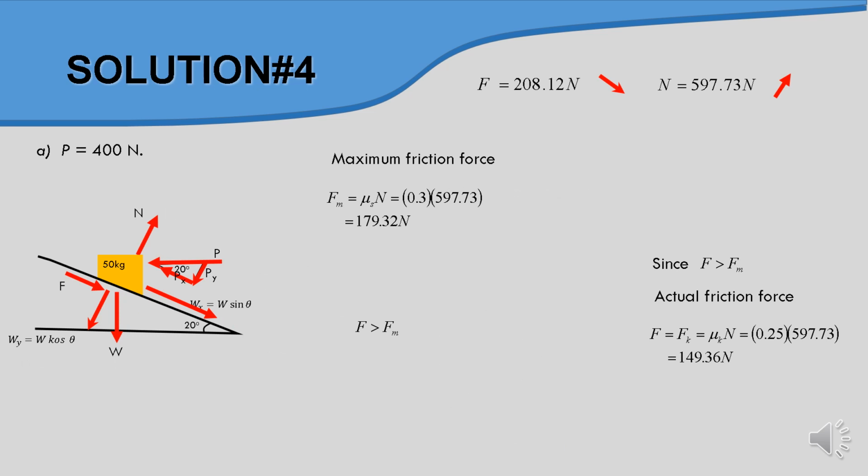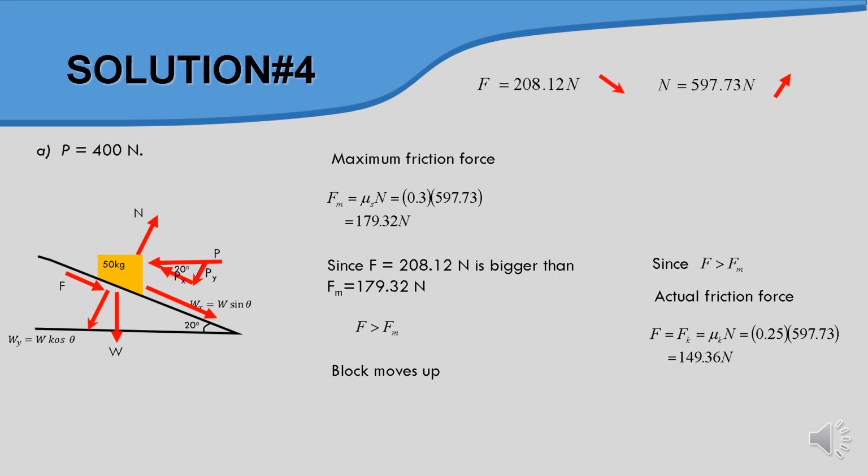And then we find the value of Fm. When we substitute the values, we get 179.32. In this case, the value of F we got from the net force of Fx equal to 0 is higher than the Fm value. So we conclude that the block will move up. Since the value of F is bigger than Fm, the block starts to move. It will change to kinetic friction.